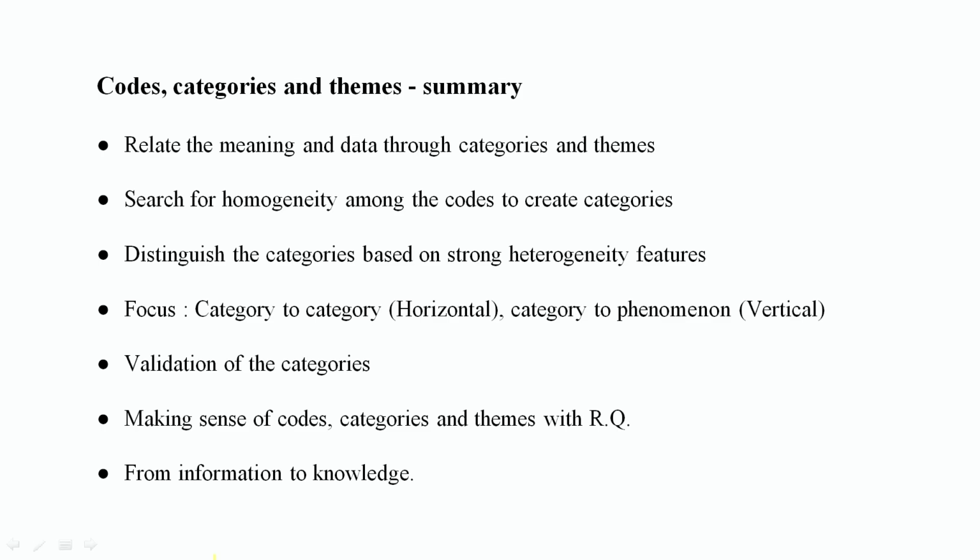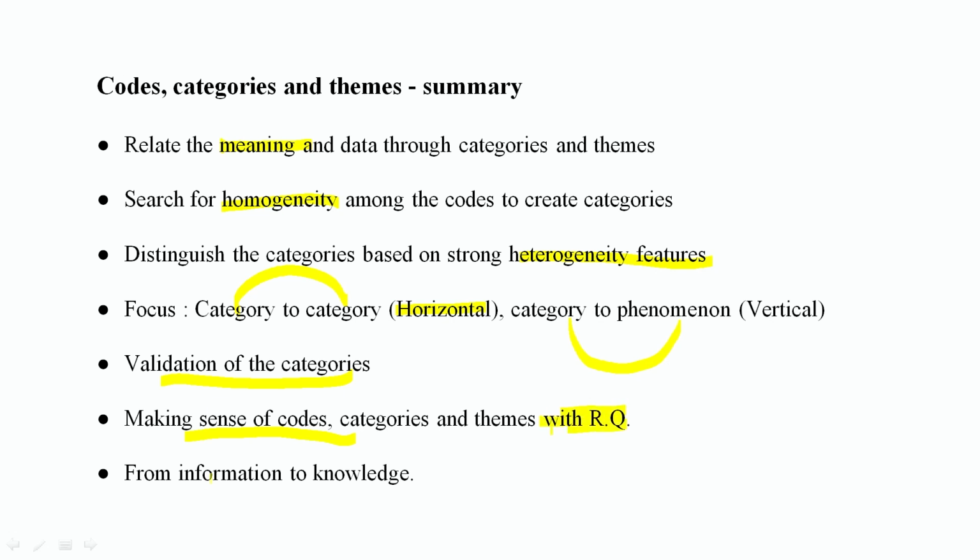So what we do is search for meaning, and search for homogeneity or heterogeneity among the code categories. We can focus on horizontal analysis, that is category to category, or vertical, that is category to phenomena. In the process, we will attempt to validate the categories so that we have a proper meaning of the codes, categories and themes when you relate them to your research question.